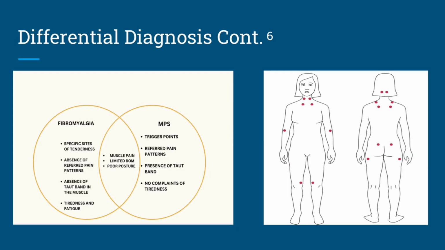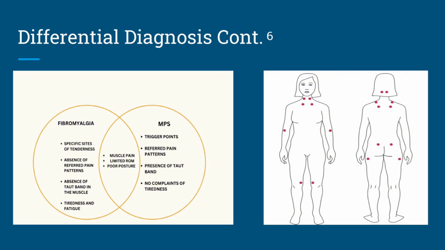And here I just made a Venn diagram from a chart that was in our Derek's textbook. So as I stated, with fibromyalgia, there are specific sites of tenderness versus with MPS, there's trigger points. There's an absence of referred pain patterns in fibromyalgia versus with MPS, you have those referred pain patterns that we saw in the pictures earlier. There's absence of taut band in the muscle with fibromyalgia, but there's a presence of the taut band in MPS. And then with fibromyalgia, there's usually severe tiredness and fatigue, but with MPS, there are usually no complaints of tiredness.